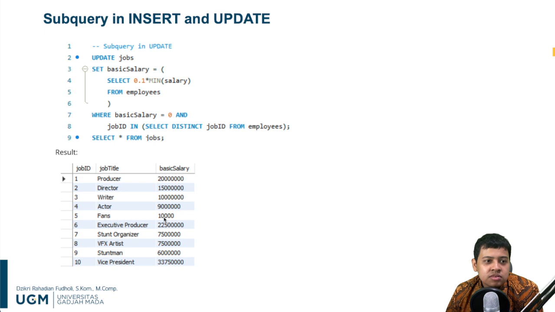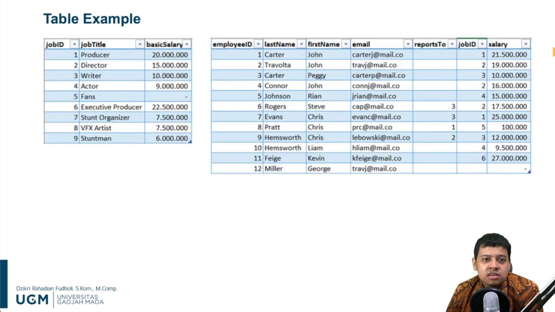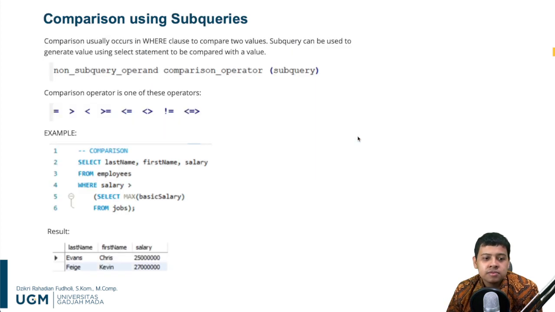So this one is just like 10,000, because when we see the 10% here, Chris Pratt's salary was only 100,000 rupiah. And for this one, the basic salary is not there. And then we can just add 10% of the minimum salary in the employee table.